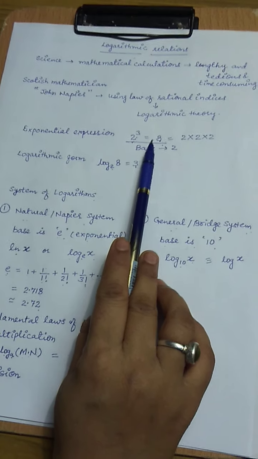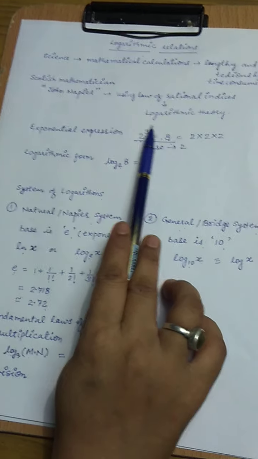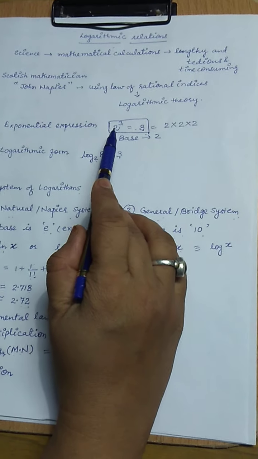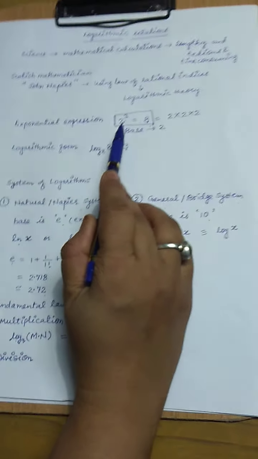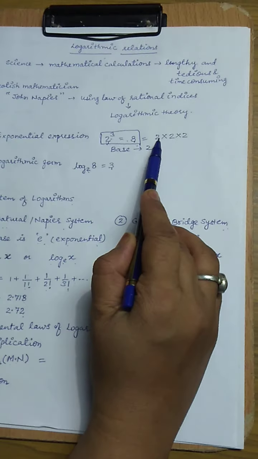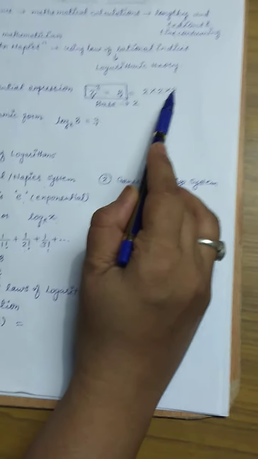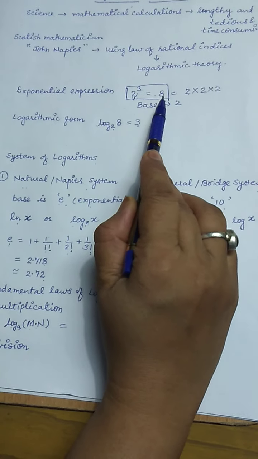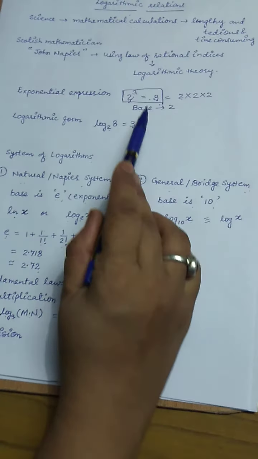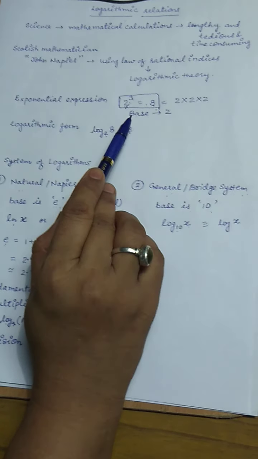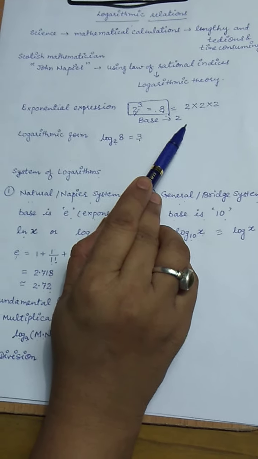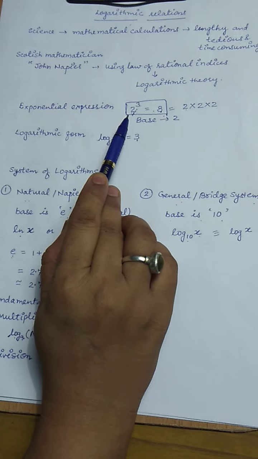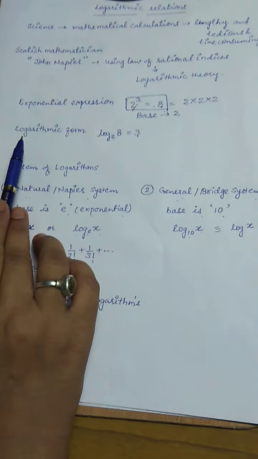2 to the power 3 is equal to 8. What does it mean? It means that 2 is multiplied by itself 3 times, that is 2 multiplied by 2 multiplied by 2. 2 multiplied by itself 3 times gives 8. Here the base is what? 2. So how can we write this exponential expression in the form of a logarithm?